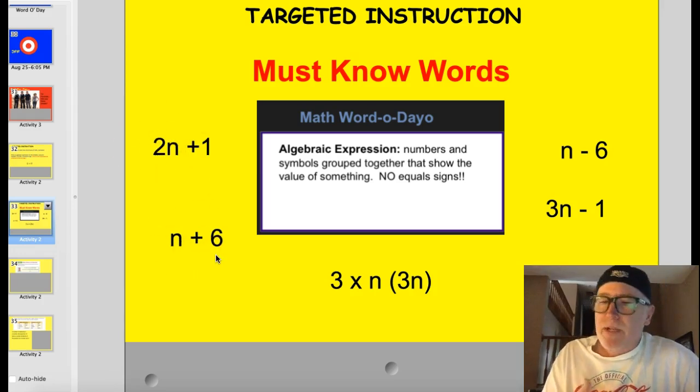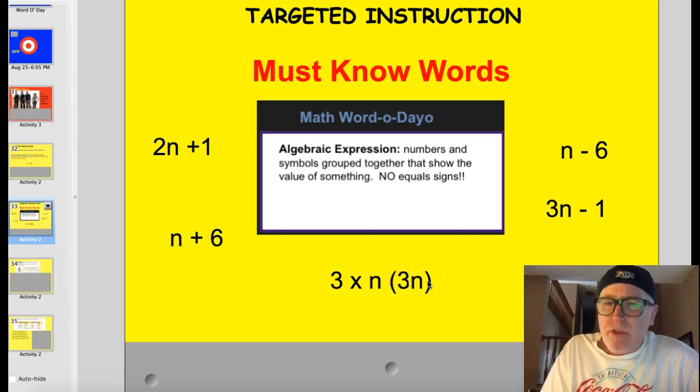Do you notice how I'm taking the variable out and I'm putting in a number? Because it makes so much more sense to me. 3 times n or 3n, that doesn't mean much to me, but 3 times a number? Now I got it. A number minus 6 or a number decreased by 6. This would be 3 times a number decreased by 1. Now you're starting to get the hang of it.